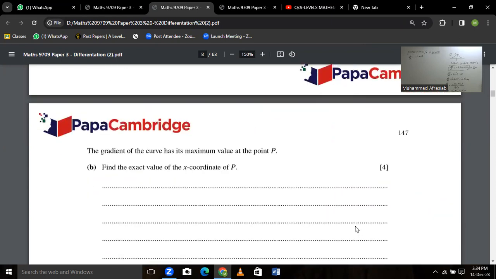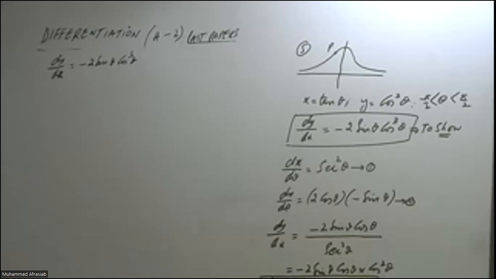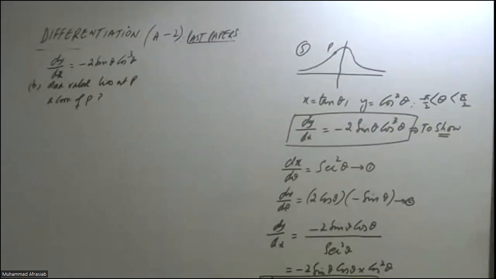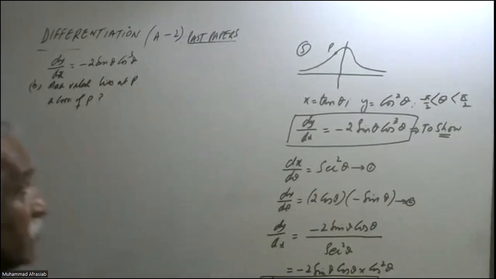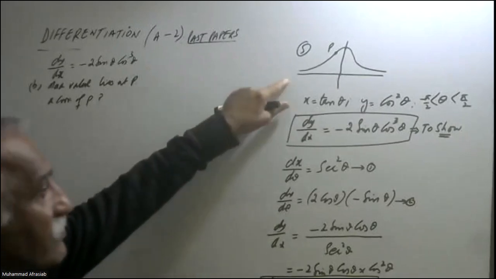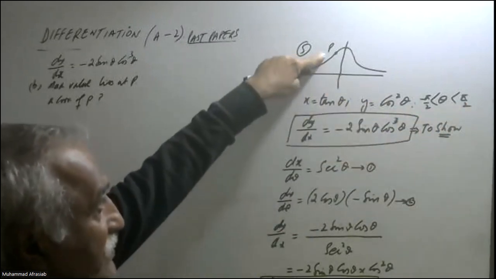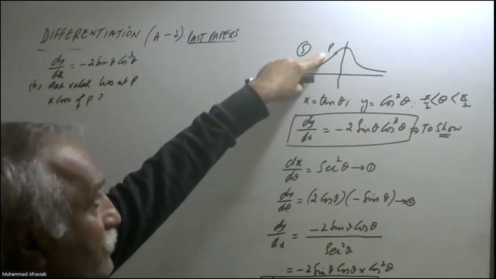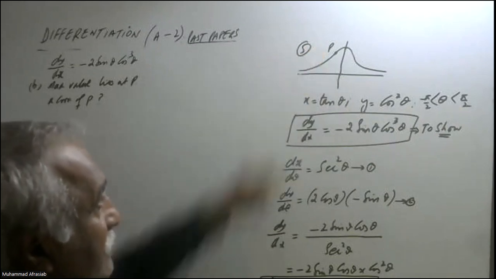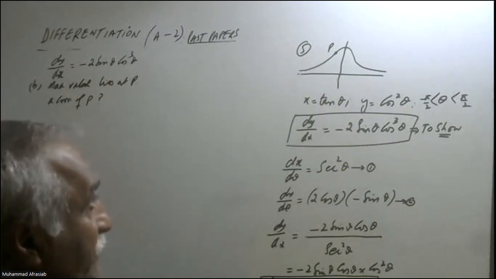The gradient of this curve has its maximum value at the point P. Find the exact value of the x coordinate of the point P. Since this curve lies between minus π/2 and plus π/2, and P is the point on this curve which has its maximum gradient value, we are going to find the x coordinate of that point P.